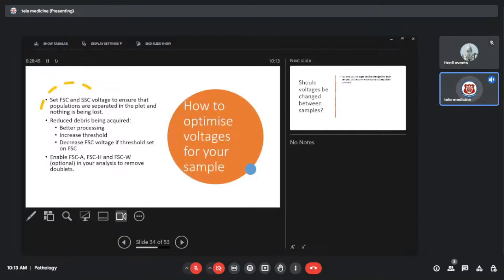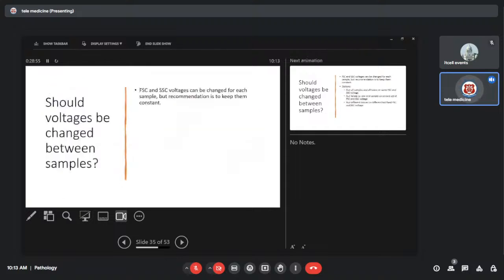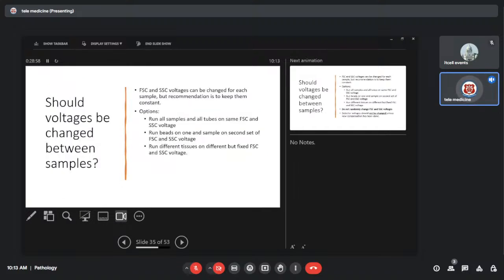Now, increasing voltage, you don't want your cells to go off scale on the plot. So there is only a certain amount to which you can increase. And to exclude doublets, enable not just the area which is the default, but also the height and the width for your scatter voltage constant, which means that when you're running your compensation experiment, at that time run an unstained sample also, so that you know which particular voltage is working well for your sample.